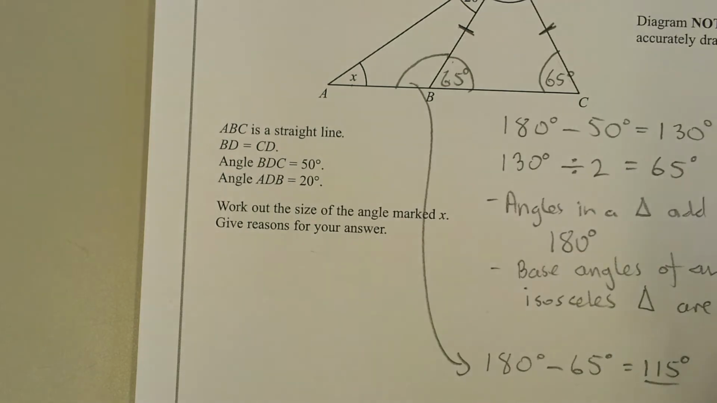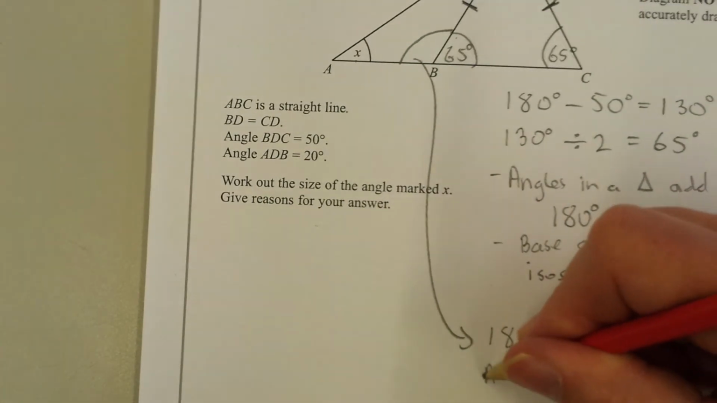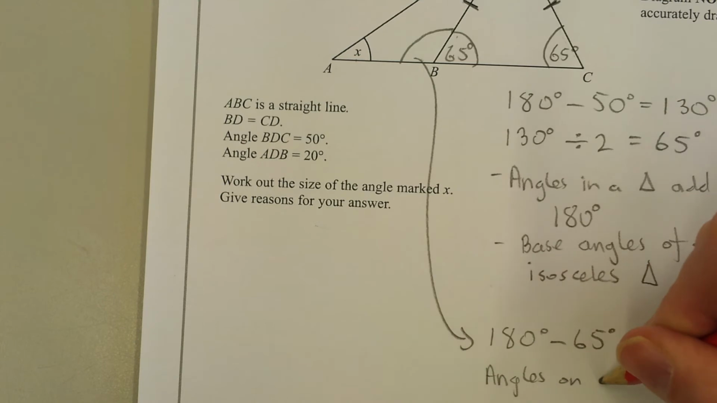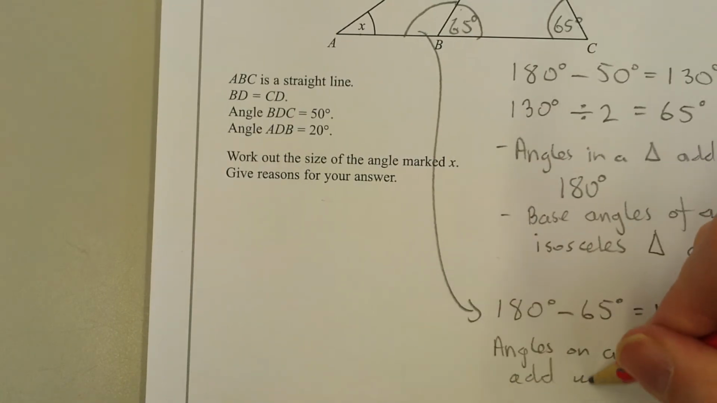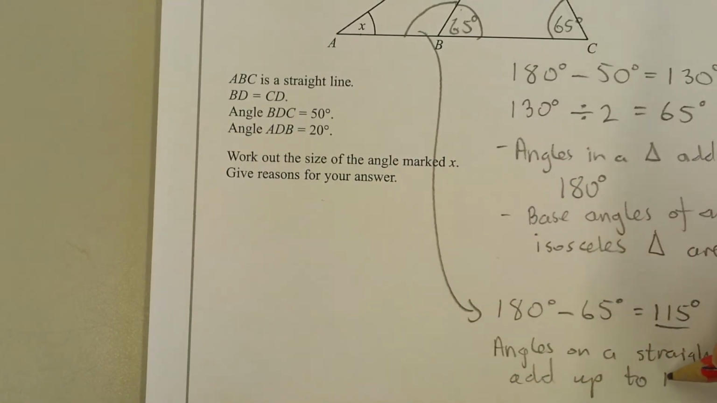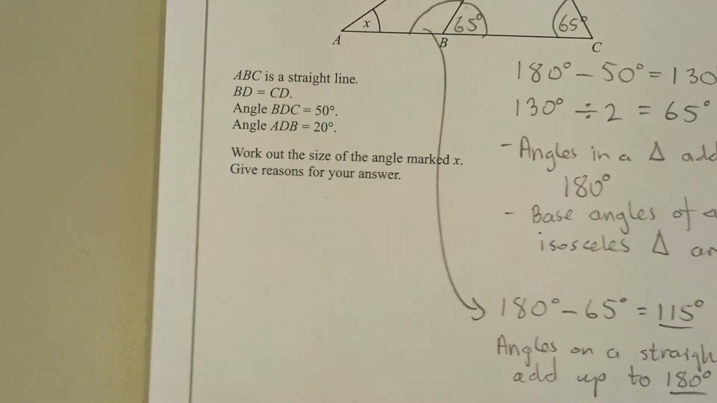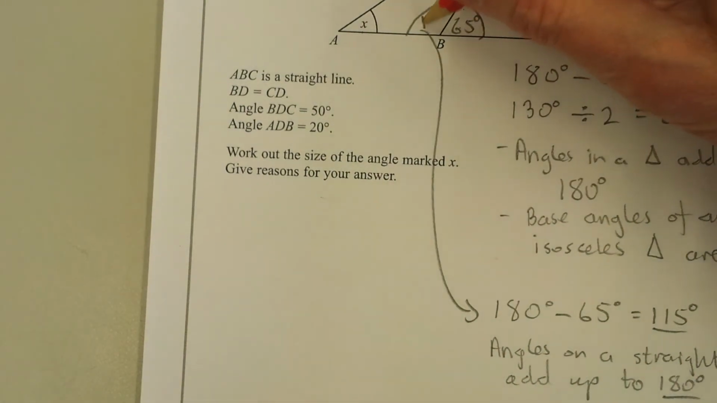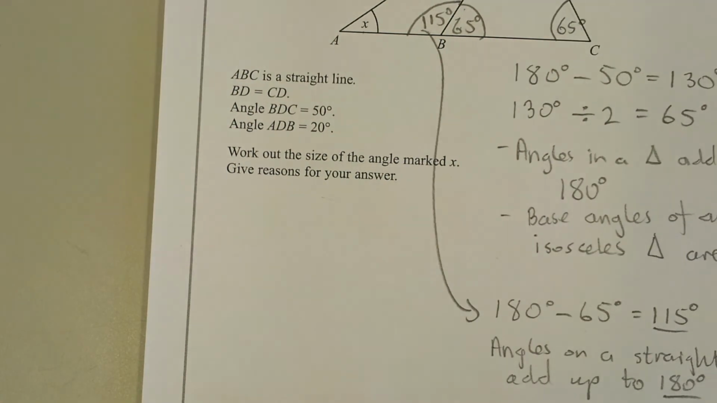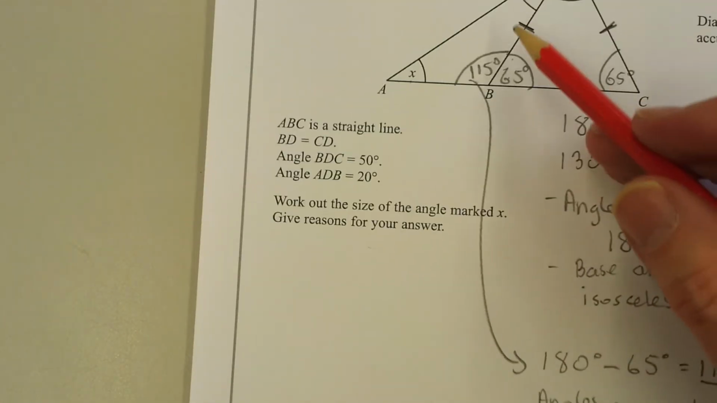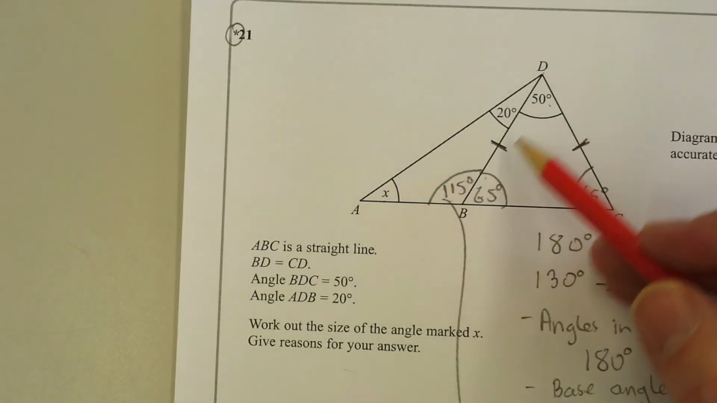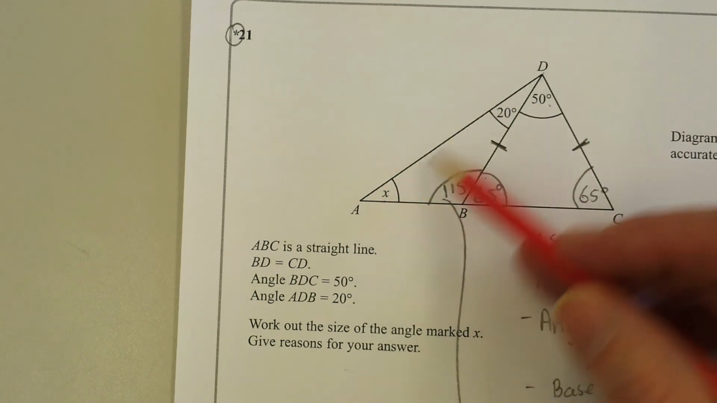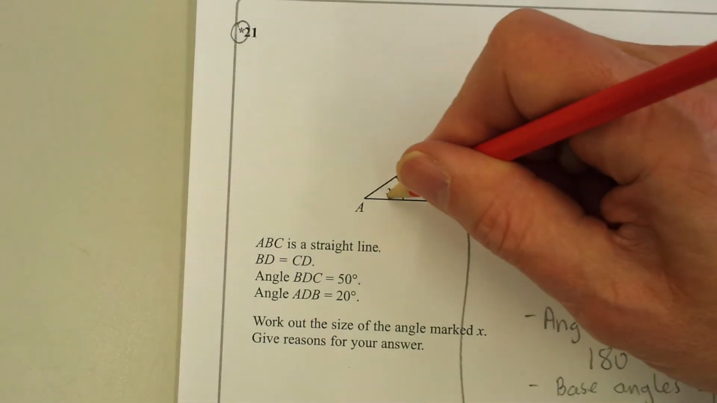Now the reason for that, as I've just said, is angles on a straight line add up to 180 degrees. I'll write that answer in there. That's 115 degrees. Right, now we have 2 of the angles out of the 3, going back to here. And once again, this one is angles in a triangle add up to 180 degrees. So we can get the final answer.